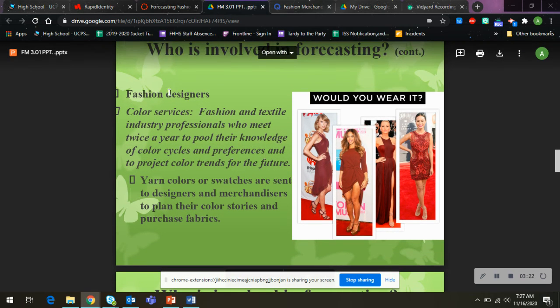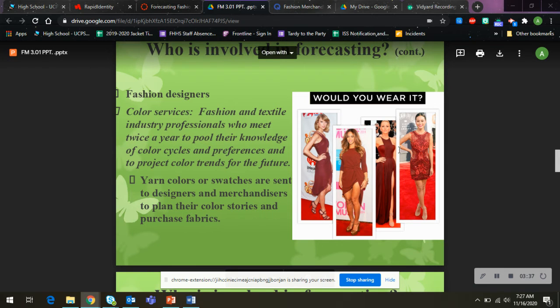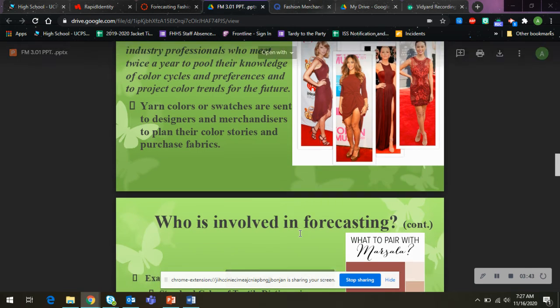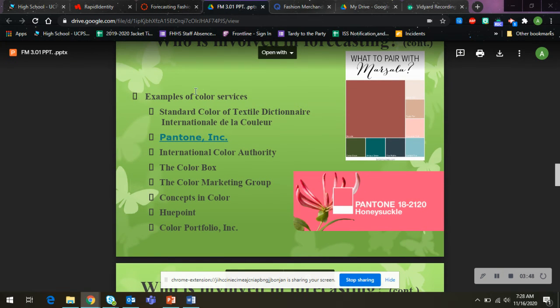So another one is fashion designers. So color services are those things that we talked about earlier. So Pantone is a color service. And here's an example of red carpet that a lot of fashion designers knew that certain colors were going to be worn on that red carpet or for that year. So yarn colors just swatched are sent to the designers and merchandisers to plan their color stories and to purchase fabric. Examples of color services are these down here. Pantone, obviously, and then this is giving you an example of what to pair with a certain color.